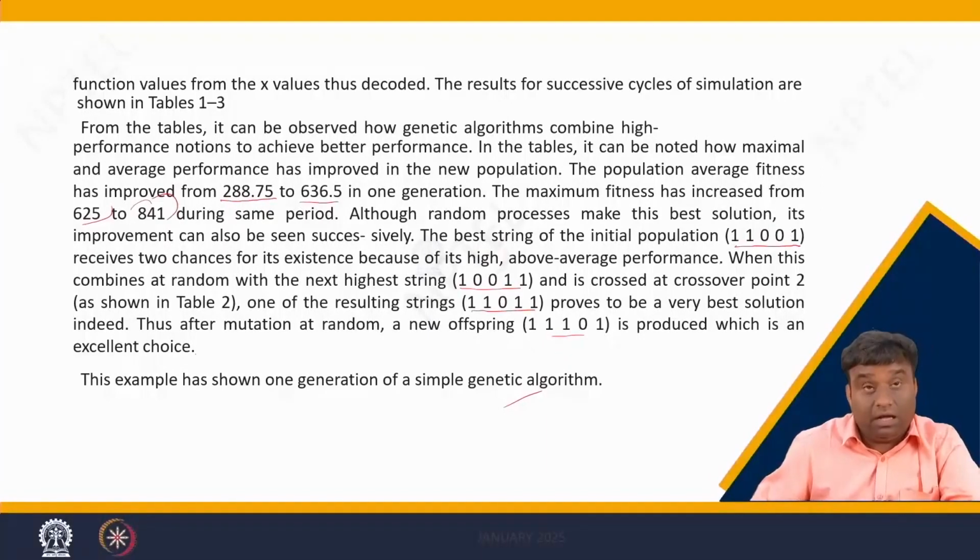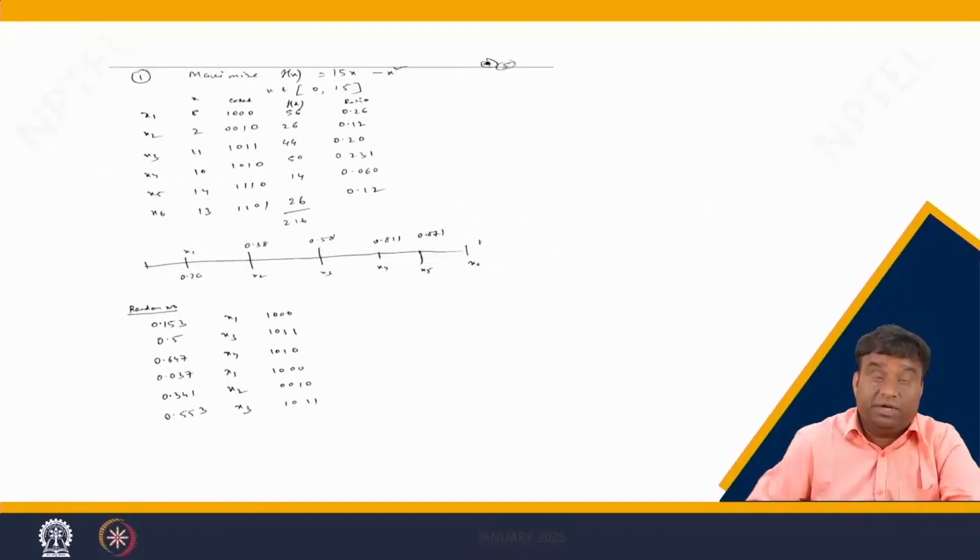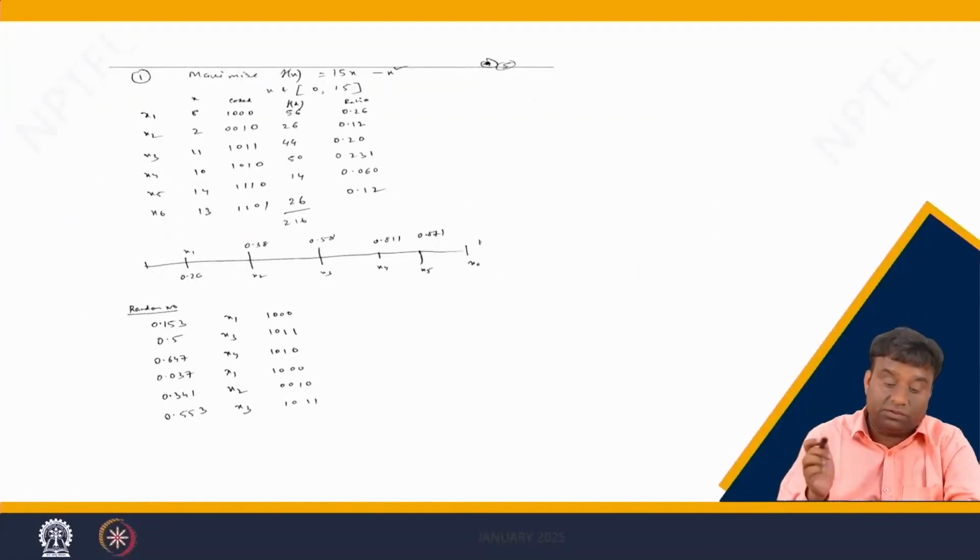In this question, we have solved roulette wheel selection by the stochastic process. Another example is that we can use a random number. So please try to understand these questions.